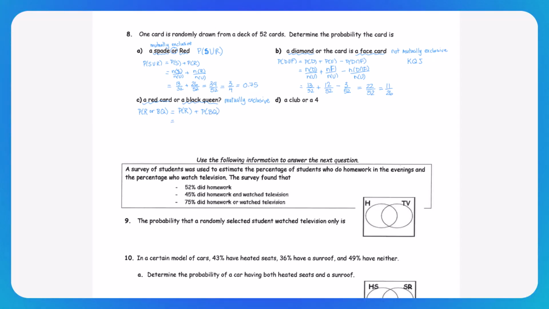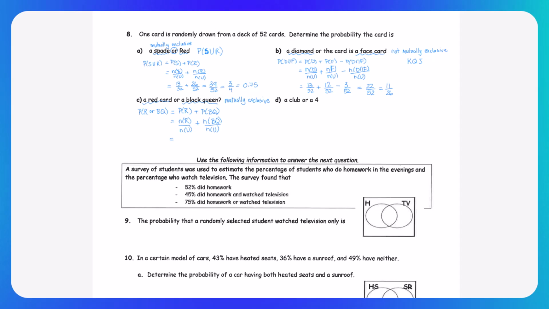Well, what is the probability of being red? Well, there are 2 suits that are red. So the number of reds over the number in the universal, we'll get back to that in a minute. And we have to find the number of black queens and divide that by the number in the universal. In other words, the total number in the deck of cards.